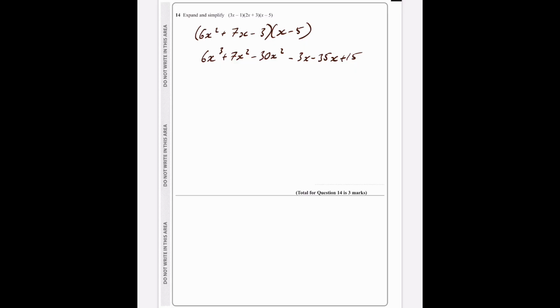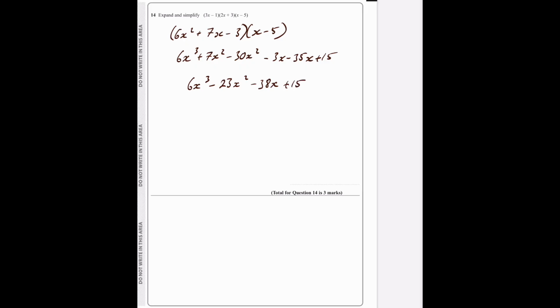I've done them in descending powers of x here. And then 7x squared minus 30x squared is minus 23x squared. Minus 3x minus 35x is minus 38x. So the final answer is 6x cubed minus 23x squared minus 38x plus 15.